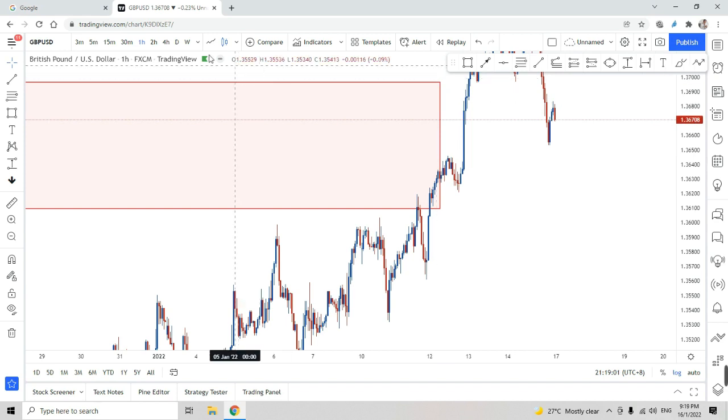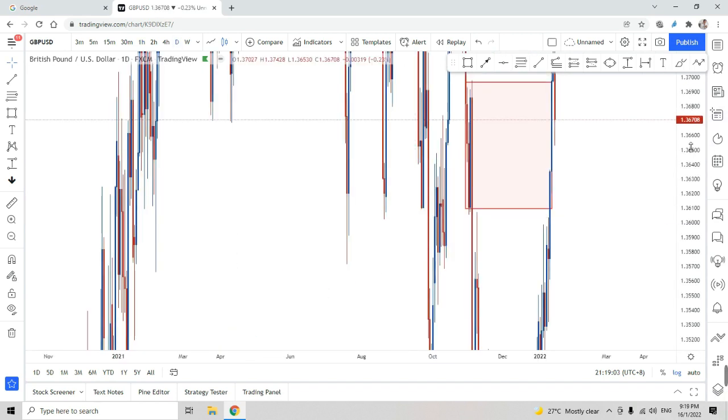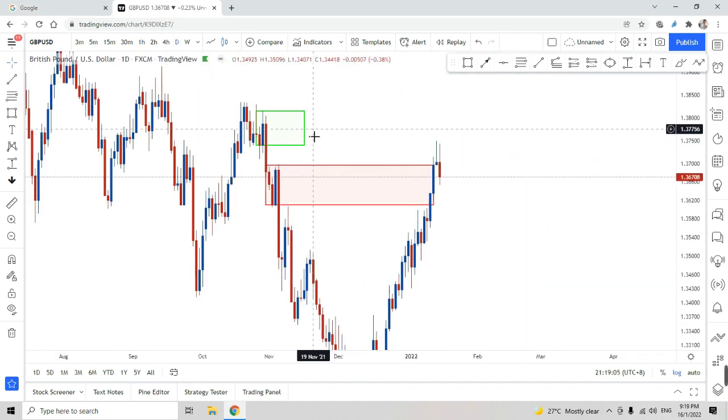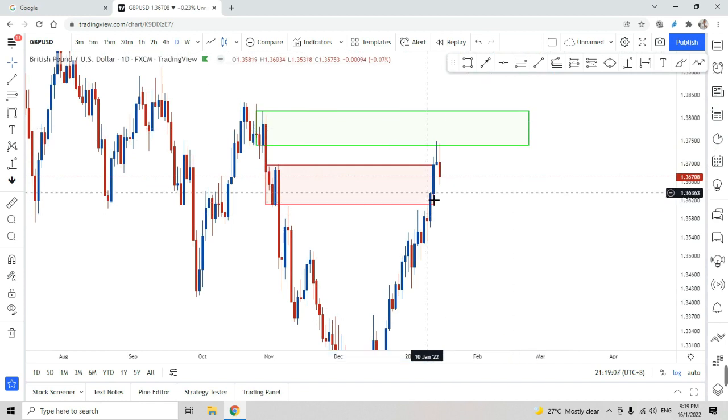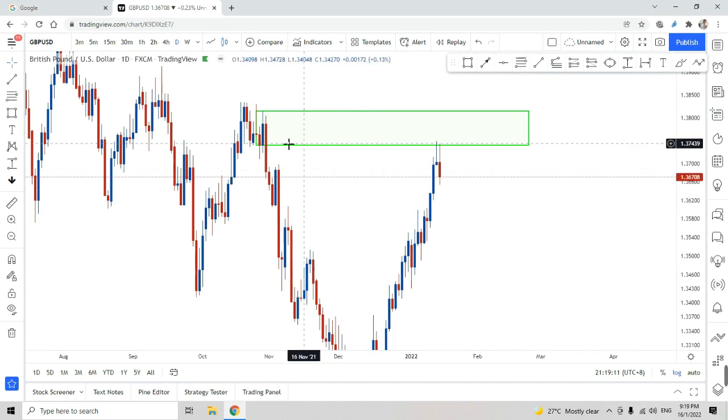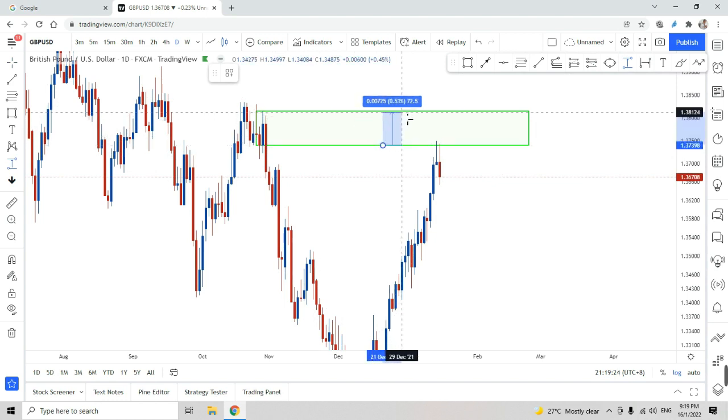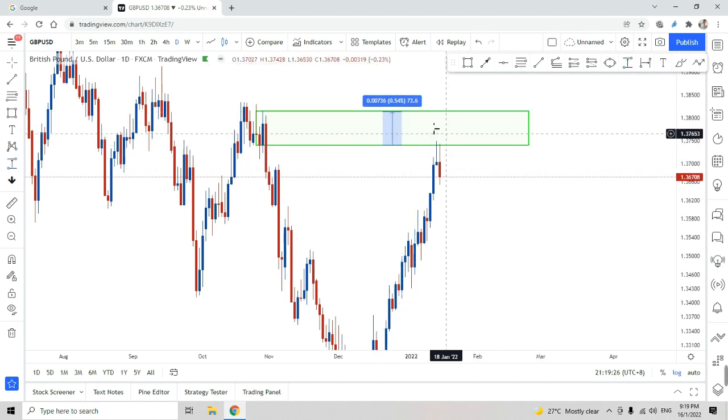So what happened next? Now let's go back to D1, the daily chart, and look at the green zone. Let's take out the silly zone first. This zone over here, you do not know whether it will react or not. And of course, the other thing is that this zone is huge. For me, it's huge: over 70 pips, 74.